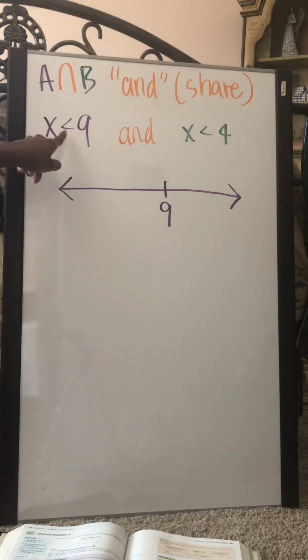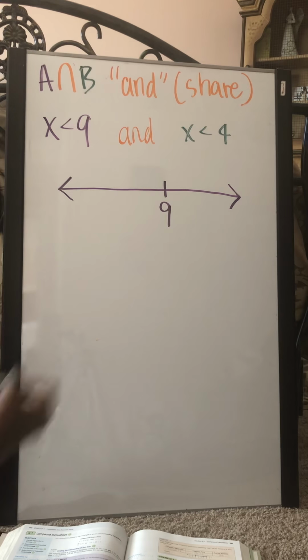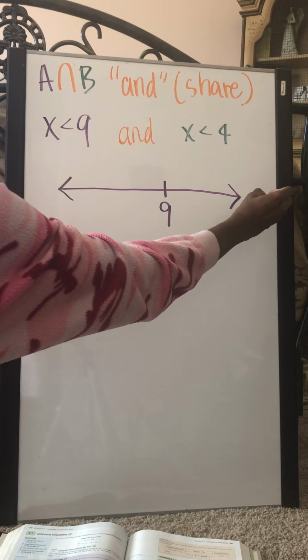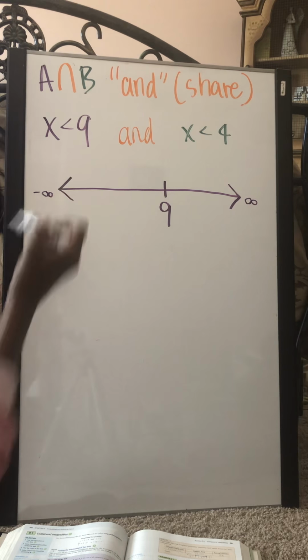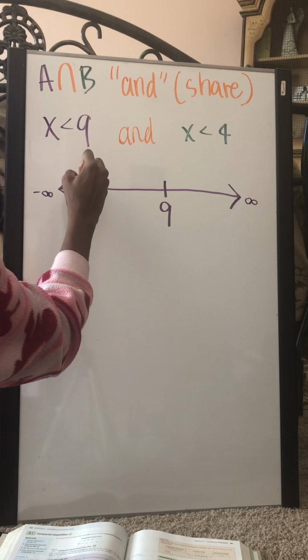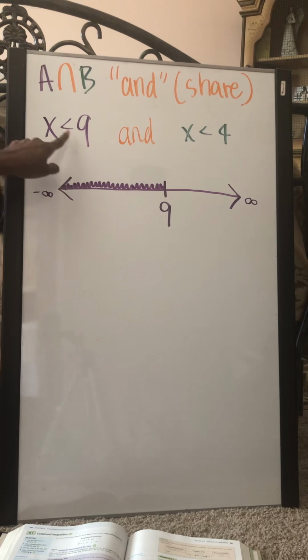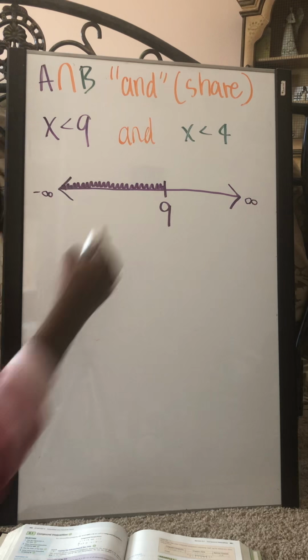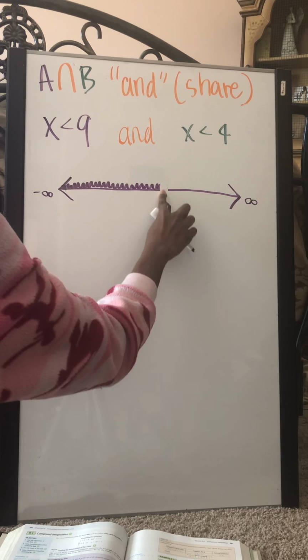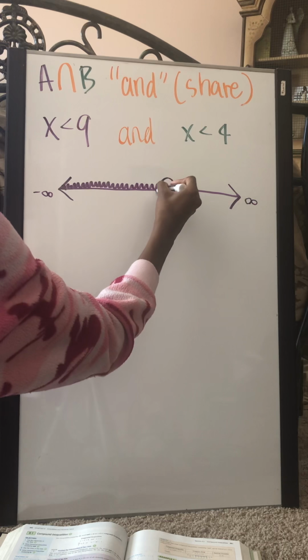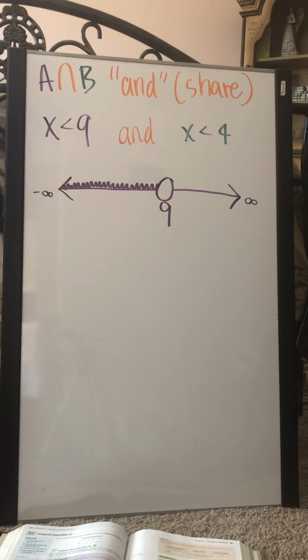And now it says x is less than 9. So that means we shade which way? Hopefully you guys said to the left, because remember this is negative infinity. And then over here is your positive infinity, right? So it says less than 9, so we need to shade this way. Okay, because there is not a line underneath, that means we are not including 9. So we should have an open or a closed circle. Not including means open because there's nothing in the circle, okay?